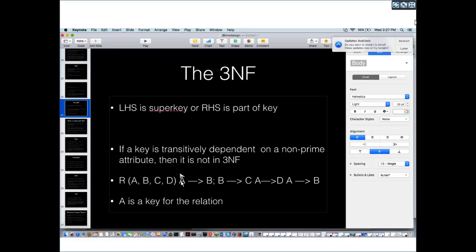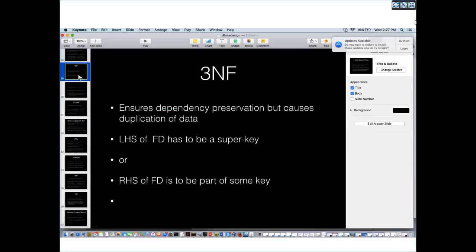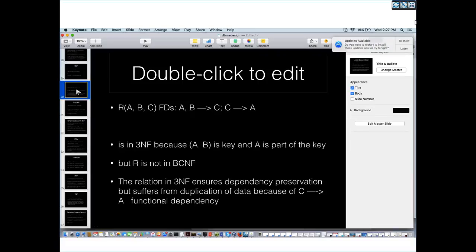Why, by definition, LHS is a super key or RHS is part of a key, is important for you to remember. In fact, forget this. You can only look at it because it shows that if the RHS is part of the key, you will not be able to split the relationship. This is what we have shown here.